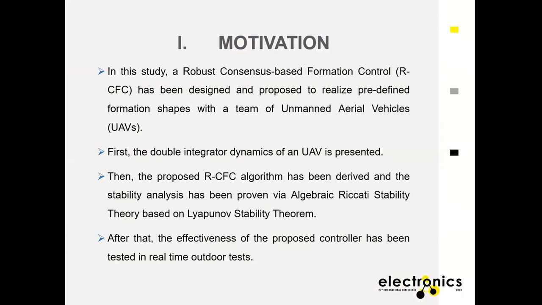The motivation of the study: we want to design a robust consensus-based formation control to realize predefined formation shapes with a team of unmanned aerial vehicles. In order to realize these formations, we first define the double integrator dynamics of a UAV, which is used in this study. Then the proposed robust consensus-based formation control algorithm has been derived, and the stability analysis has been proven via algebraic stability by using the Lyapunov stability theorem. After that, the effectiveness of the proposed control has been tested in real-time outdoor tests with four UAVs.